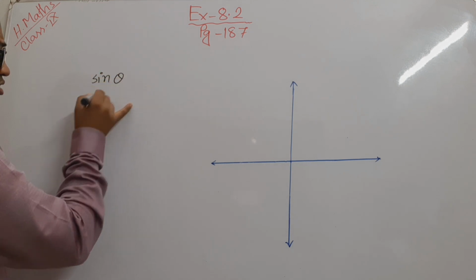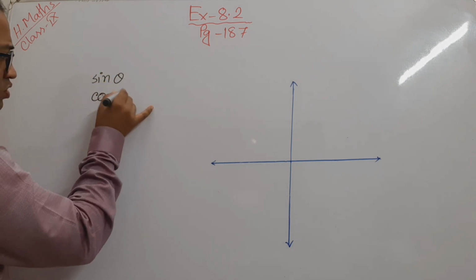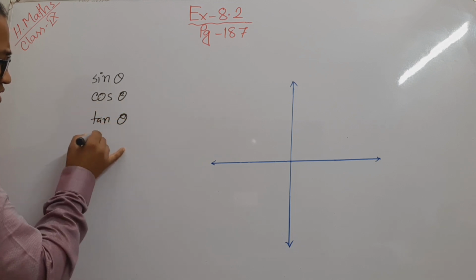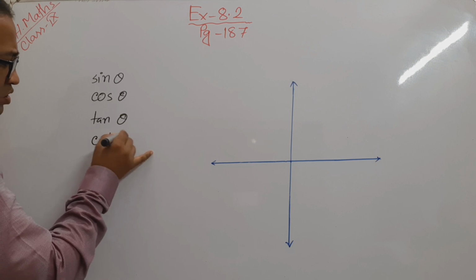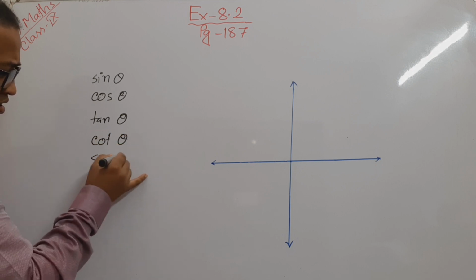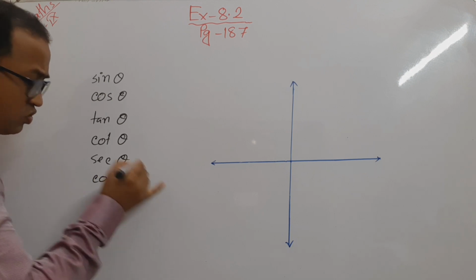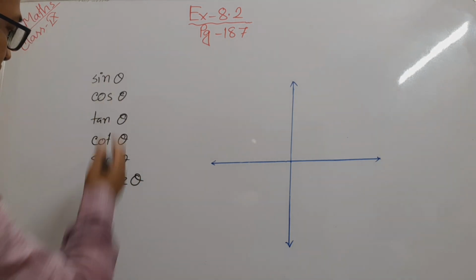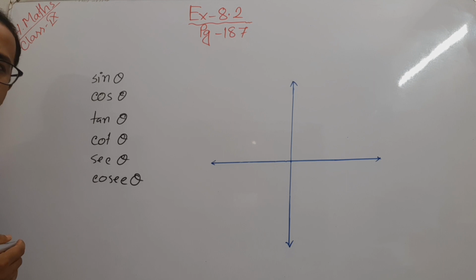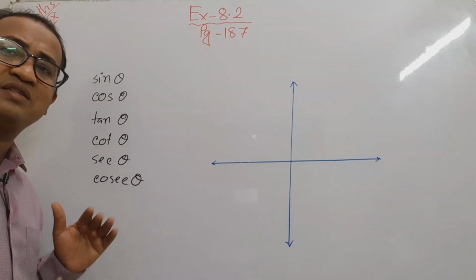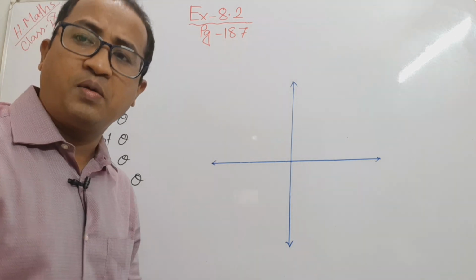sin theta, cos theta, tan theta, cot theta, sec theta and cosec theta. I think all of you know these six trigonometric ratios. Now we want to know what is the position of these six ratios in the Cartesian plane.